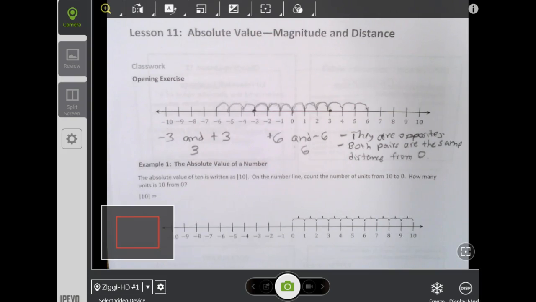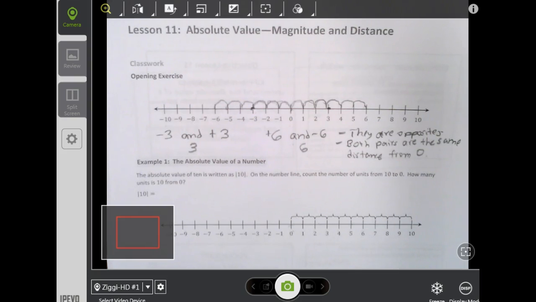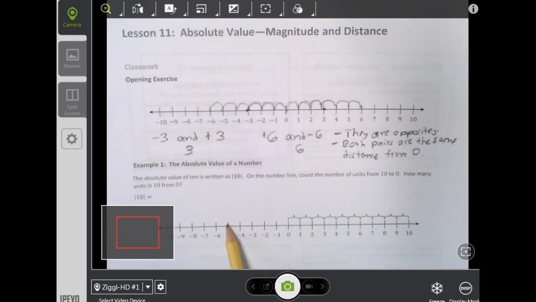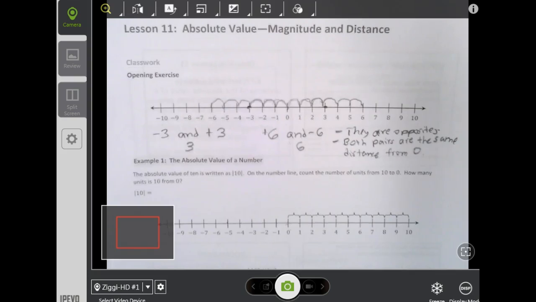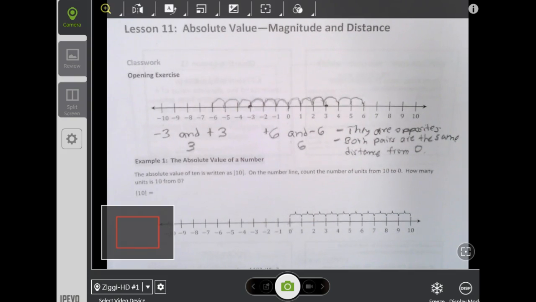So what is the absolute value of 5? Well, if I were to look at this number line, I notice that starting from 0, I can count 1, 2, 3, 4, 5. So the absolute value of 5 is 5. What is the absolute value of negative 5? Well, negative 5 is here, so if I were to start at 0 and count to negative 5, I would get 1, 2, 3, 4, 5. So the absolute value of negative 5 is also 5.